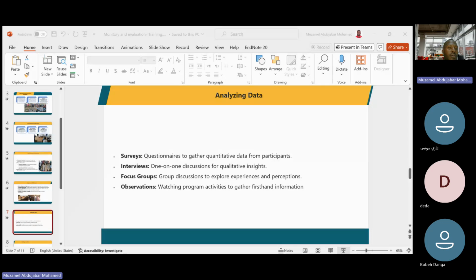This also is one of the techniques you are using: observation. You can just watch your programs here. You can observe when you visit health facilities. You can see the triage area, and also you can see the operation area.